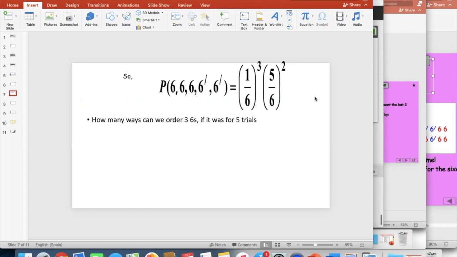So we know this question is to do with 5 trials because there are 5 outcomes listed here. A 6, a 6, a 6, not a 6, not a 6. So this is the 5 trials because we can see 5 different parts in between the brackets. We know it's 3 6s because we can see 3 numbers here which are 6s. But this time we want to think about if we can order it in lots of different ways. Now I'm going to tell you there are loads of ways of ordering these numbers.